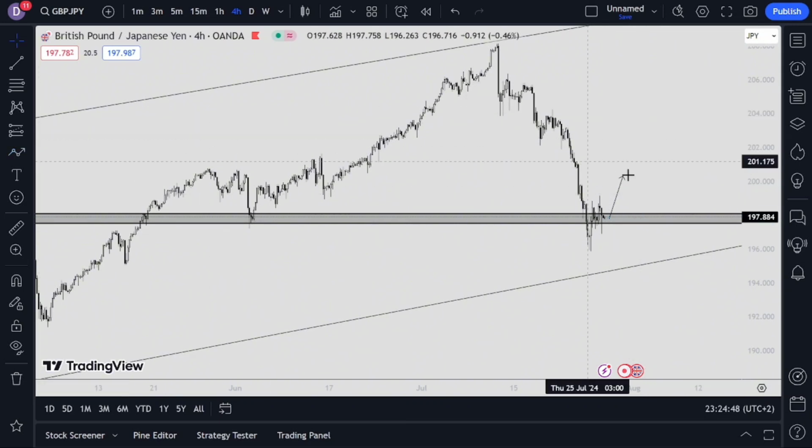Then we know we're going for buys. But if we do break out of the zone and continue to the downside, I would look for sells. Ignore the trend line.